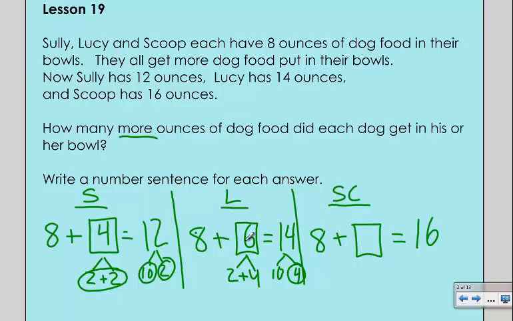With Scoop, I'm going to do this same strategy again. And I'm going to make 10. I'm going to break 16 down into 10 and 6. Again, I know I need 2 more to go with my 8 to be able to make 10. Once I have 10, I need 6 more to be able to get to 16. So 2 and 6 make 8. So each one of these dogs got more food. Since the totals got bigger, my missing addends should get bigger.